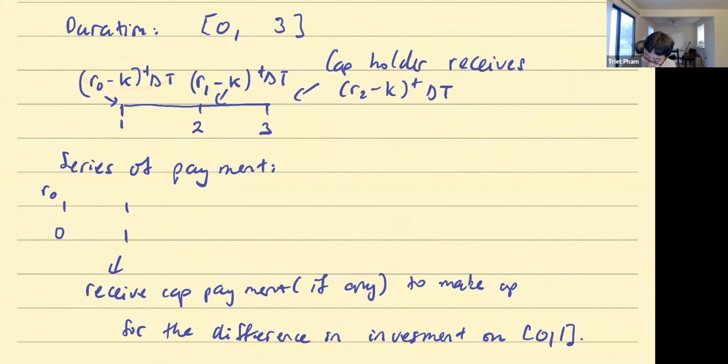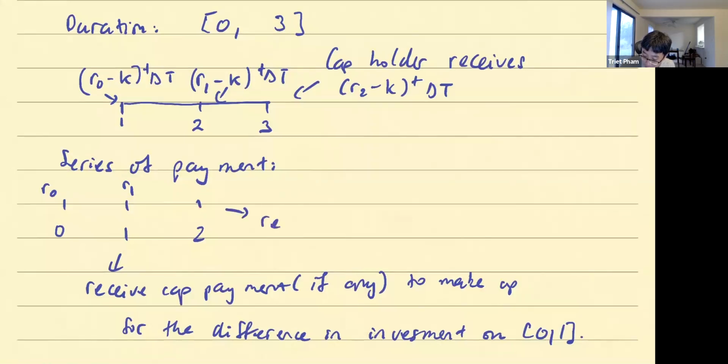And then at time 1, that person will have to lend and borrow at rate R1. Then the story continues. The desired rate is K. So at time 2, they will again receive the cap payment, if any, to make up for that difference, and so on and so forth.